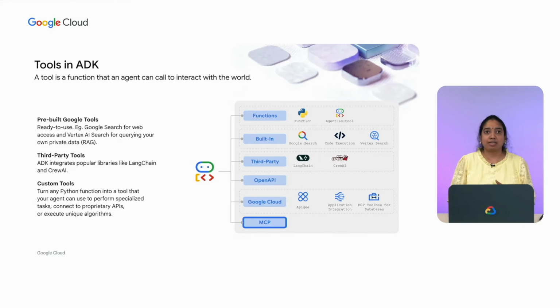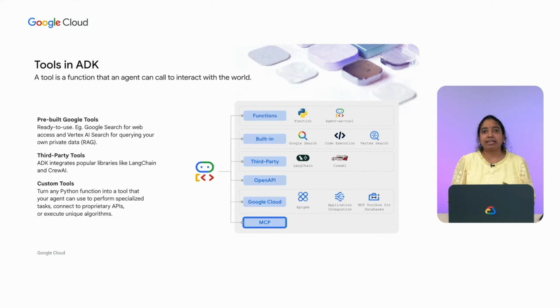Next comes the tools. A tool represents a specific capability provided to an AI agent, enabling it to perform actions and interact with the world beyond its core text generation and reasoning capabilities. ADK provides a rich ecosystem of tools. It has pre-built Google tools like Google Search, Vertex AI Search, or RAG. And we have integrations for popular third-party libraries like LangChain or Crew AI. But the most powerful feature is custom tools, because you can turn any Python function into a tool, right?